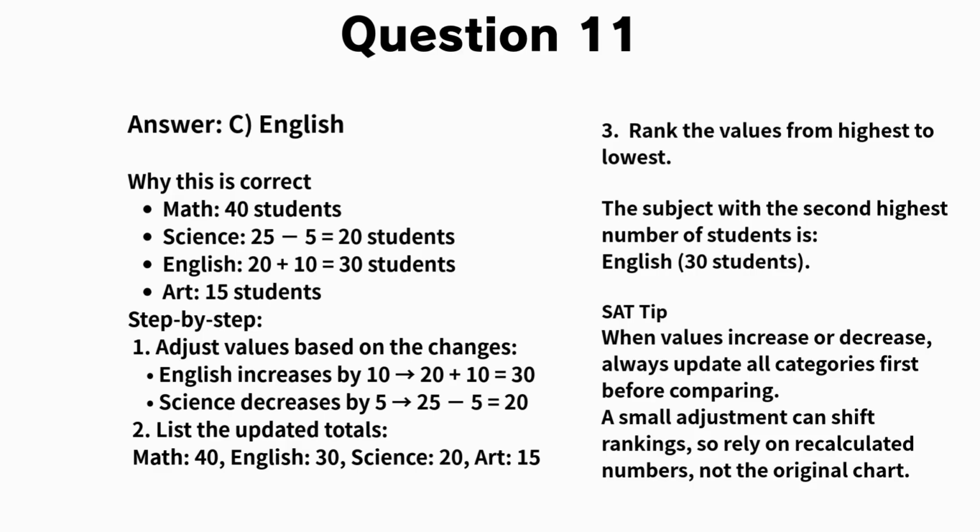Here's an important SAT tip. When values increase or decrease, always update all categories first before making comparisons. A small adjustment can shift rankings significantly, so rely on recalculated numbers, not the original chart. Don't try to estimate or make visual adjustments mentally. Write down the new values and compare them systematically. This methodical approach prevents errors and ensures accuracy on complex data manipulation questions.